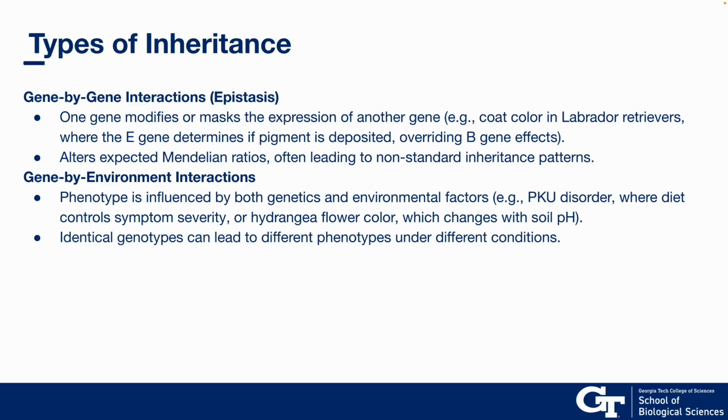Now, in terms of how things can be inherited, we have epistasis, aka gene by gene, where one gene is going to modify or mask the expression of another, and you have an example of that there. Or gene by environment, which hopefully you can recognize, where we have a gene by environment interaction, which changes the phenotype, where it's going to be influenced by not only the alleles, your genes, but what's going on in the environment. And you have another example of that there.